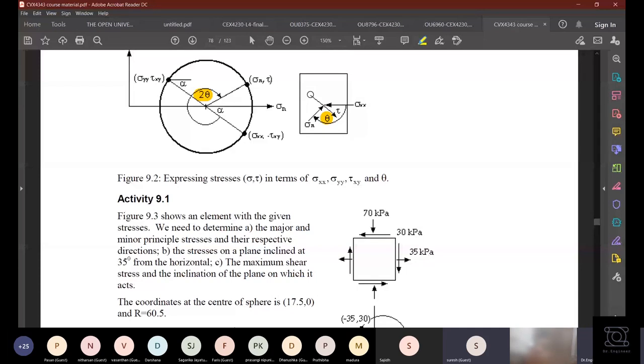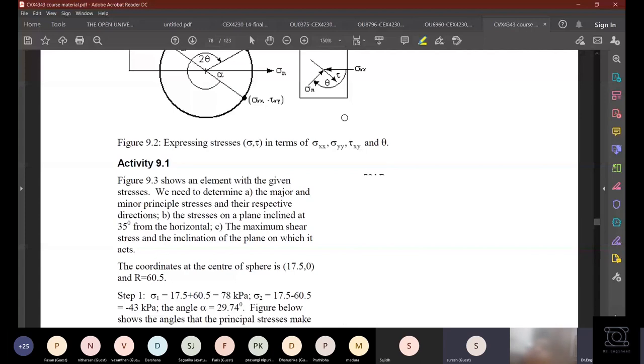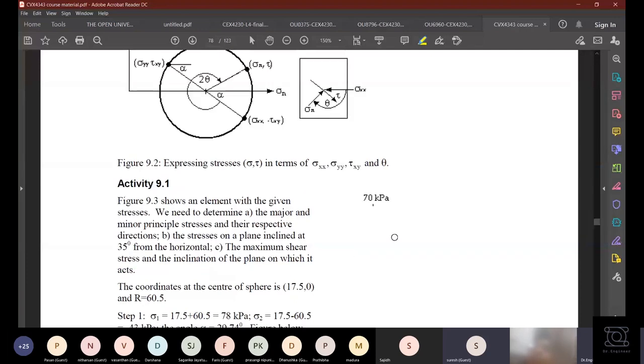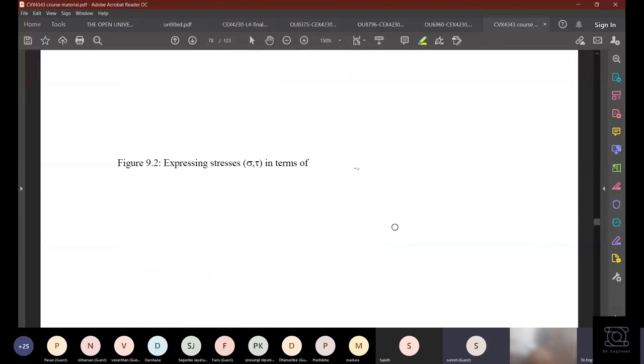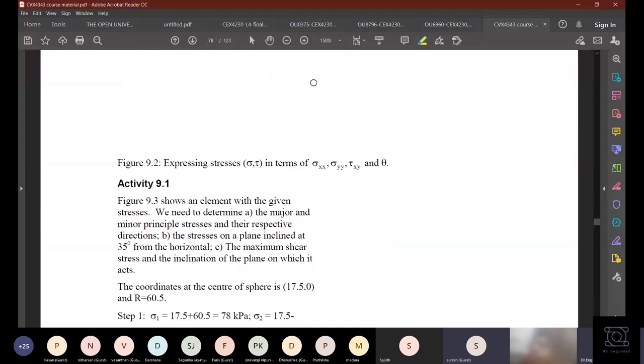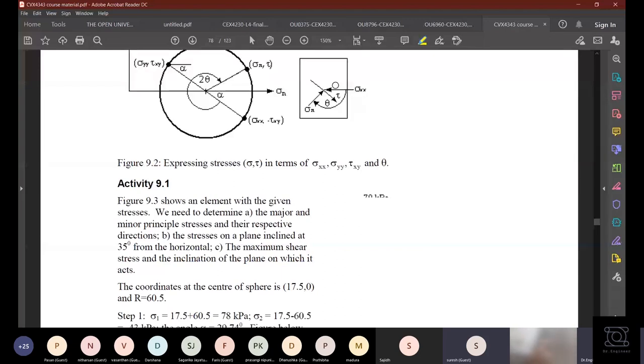So I think here you have to draw that 35 degree plane, the plane inclined at 35 degrees from the horizontal, something like this, right? So this yellow plane is this one here, this small figure, and this sigma n is normal to that one. So from the horizontal stress sigma xx, the angle between sigma xx and the normal stress on the inclined plane is theta.